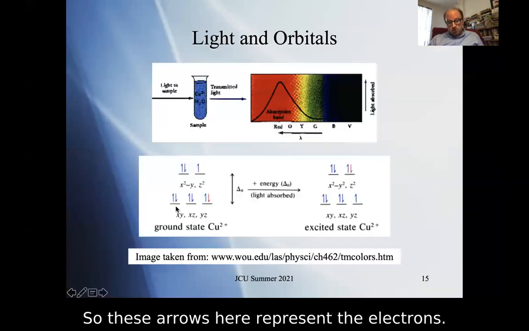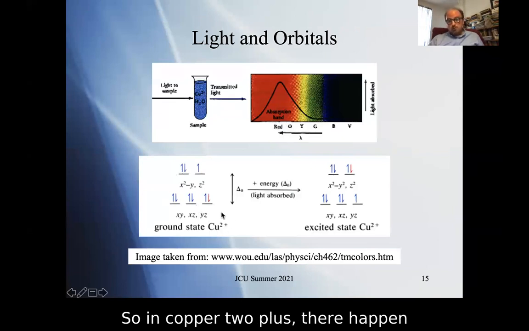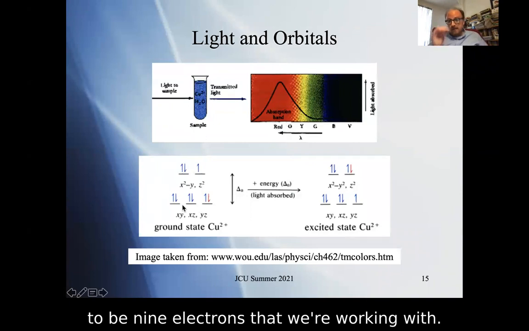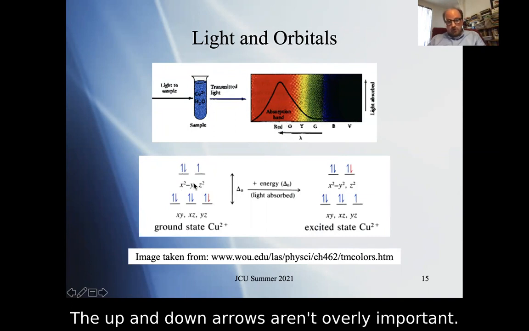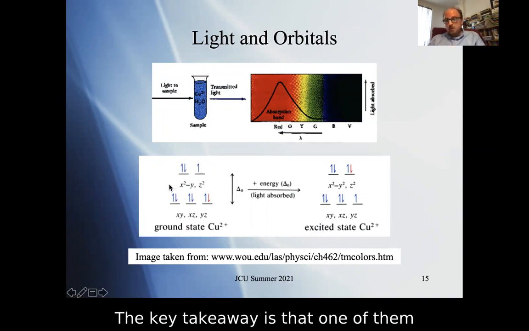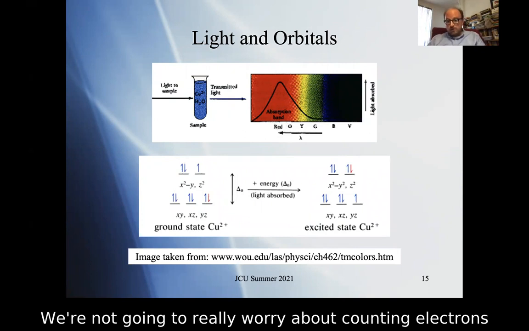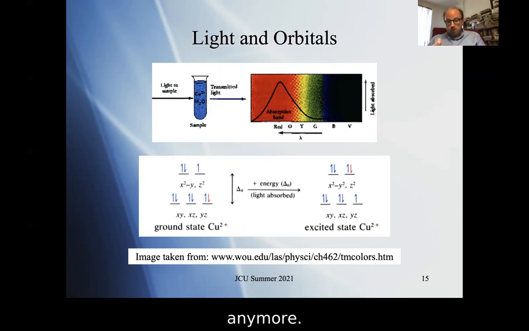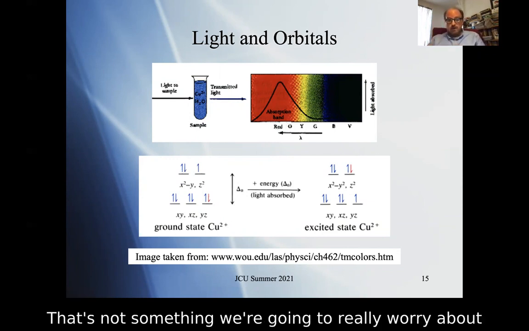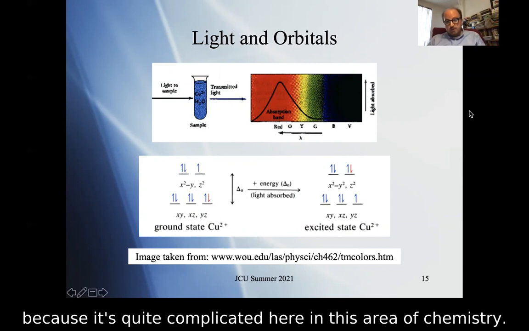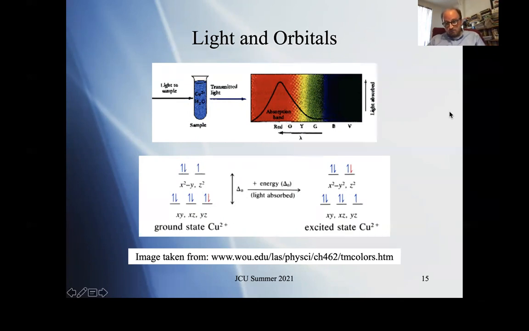Oh, there's a question. These arrows here represent the electrons. So in copper 2+, there happen to be 9 electrons that we're working with. The up and down arrows aren't overly important. The key takeaway is that one of them is being shifted from a lower energy to a higher energy orbital. We're not going to really worry about counting electrons anymore, because it's quite complicated in this area of chemistry.